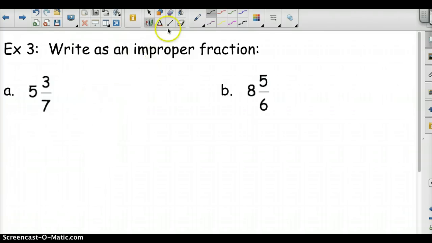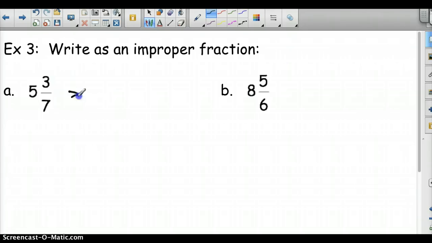We're going to start by doing a reverse of what we did last time. In the last video, we talked about how to convert from an improper fraction to a mixed number. What you see in front of you are mixed numbers, so we're going to write them as improper fractions. So here we go. Here's how it works.